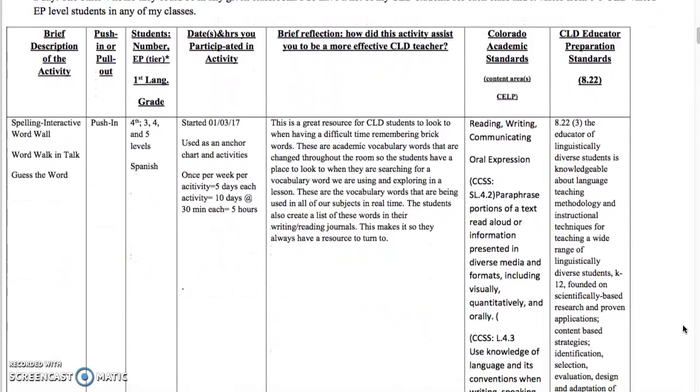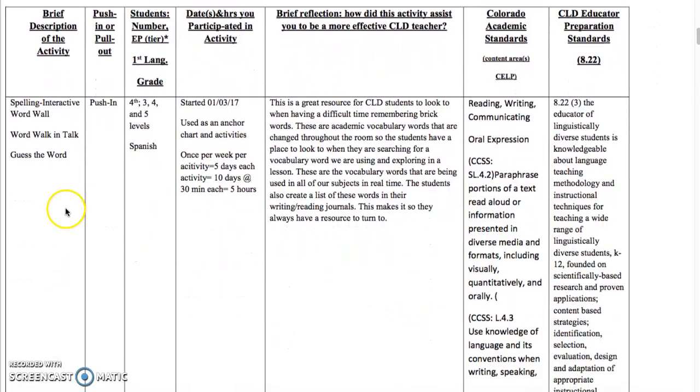So here is the first column in which we showed what activities we're doing. My first activity that I started with was spelling, and I did an interactive word wall, word walk and talk, and guess the word. So those are my 3 activities. The next column was whether it was a push in or pull out. All of the activities that I did for this was a push in. Due to our staff and our school, most activities are push in and required by the classroom teacher, which was me.